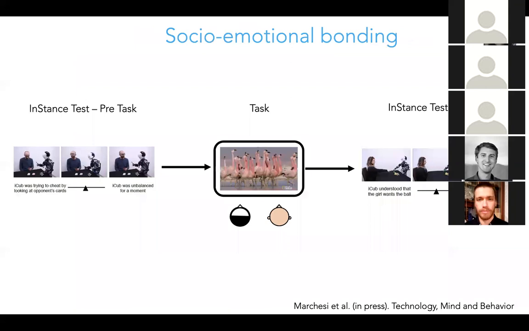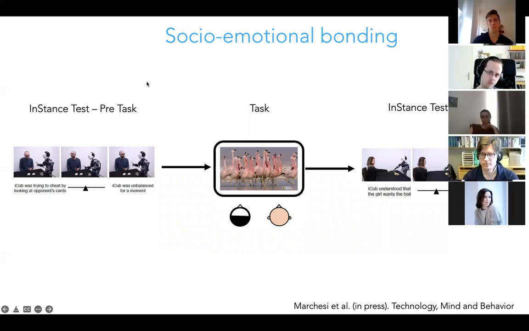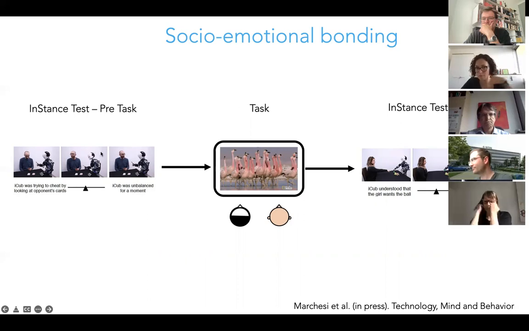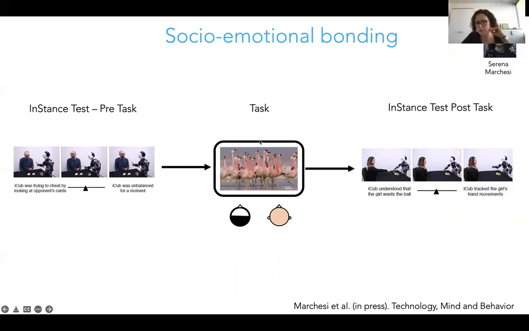We first administer our intentional stance test before they have an interaction with the robot. So this is our baseline. Then they do the task. And then we administer this test again after the task. And we want to see if there will be a difference between pre and post. And the task is movie watching. In one condition, the robot will be behaving in a human-like way, as you will see in a moment. And it will be very reactive to what's happening in the movie.